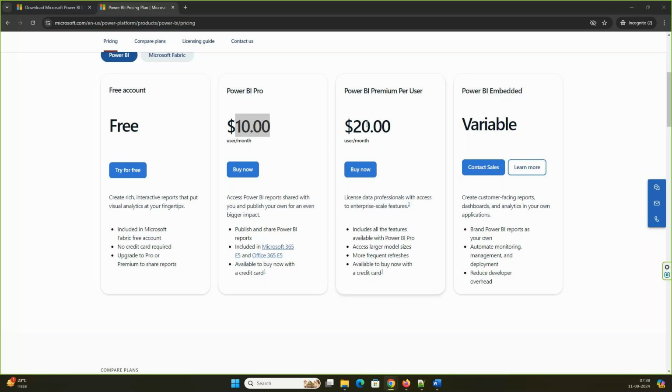If you have a Premium Per User license, and I am publishing a report using that license, and Srinivas is also within the same org and wants to use my report, then he also has to have a Premium Per User license. In that case, they have to pay $20 for me and $20 for Srinivas also.